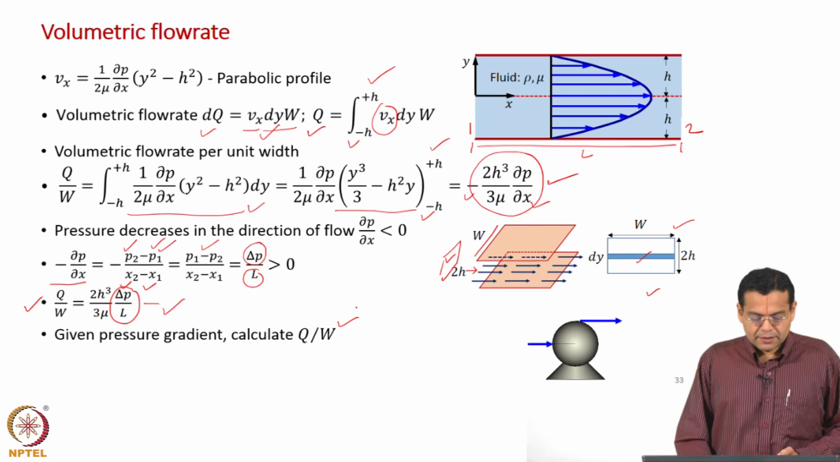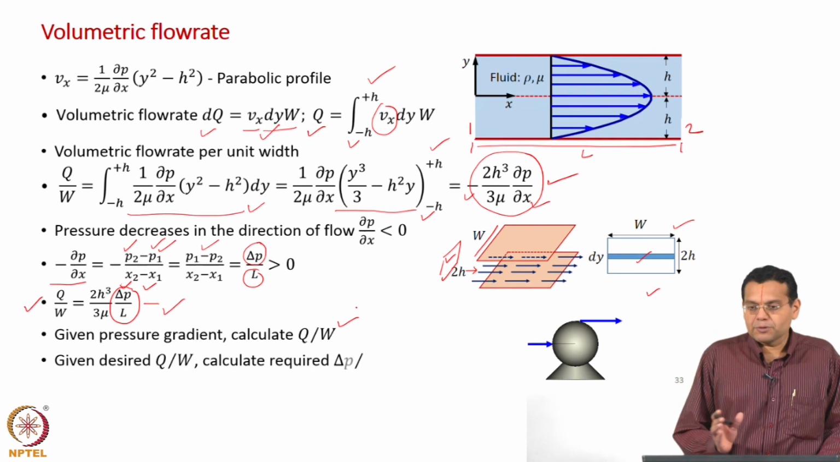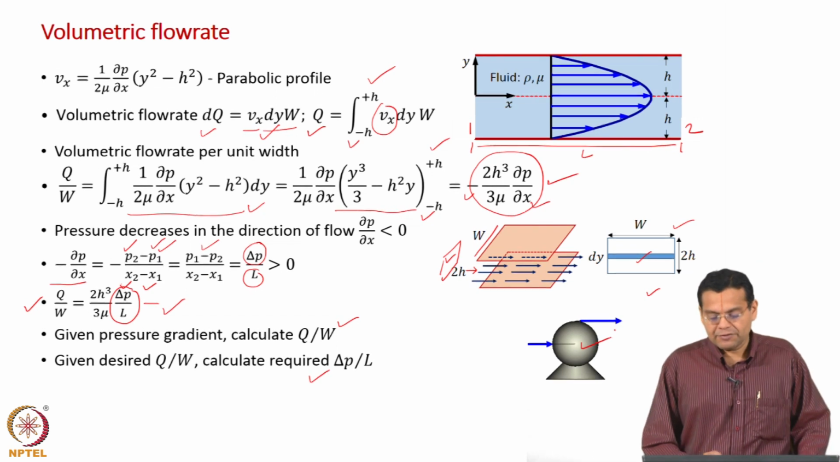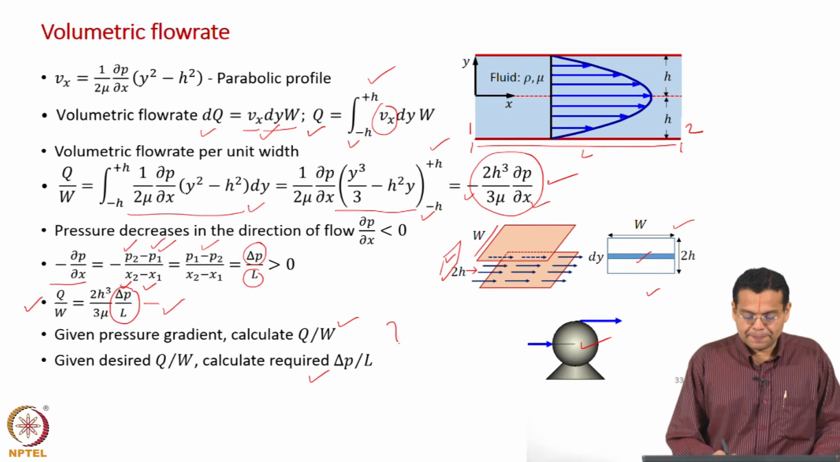The other way, if you tell me that I need to pump so much liquid between the plates, Q by W, then you can calculate the required pressure drop. That is more practical as well. That will determine the rating of the pump. If you give some flow rate, you can determine whether you should use a half HP pump or a 1 HP pump. So we will determine the capacity or rating of the pump. Those are the practical applications.